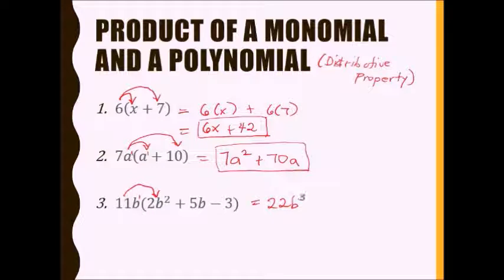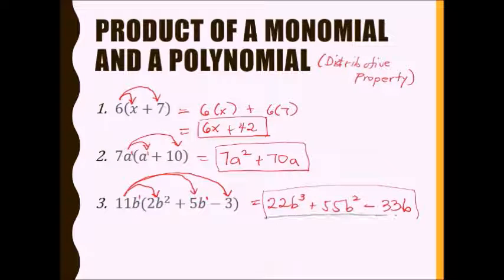Then 11b times 5b naman tayo. So 5b, itong b na to, may 1 ulit dyan. So 11 times 5 is 55. B times b is b squared. Next, we have 11b times negative 3. So 11 times negative 3 is negative 33. And dahil yun lang naman yung may b, yung ating 3 ay wala, so bring down lang din yung b. Mapapansin nyo dito, pag wala namang same base, kinokopya na lang natin yung variables sa ating answers.